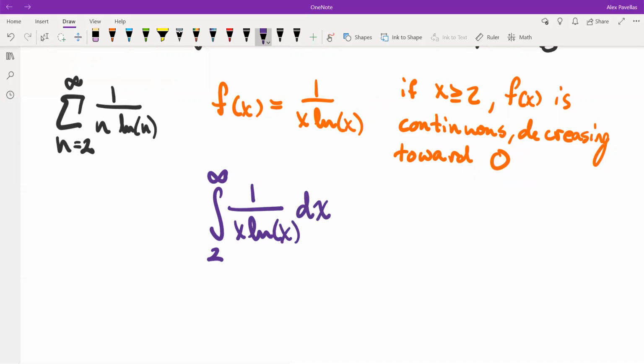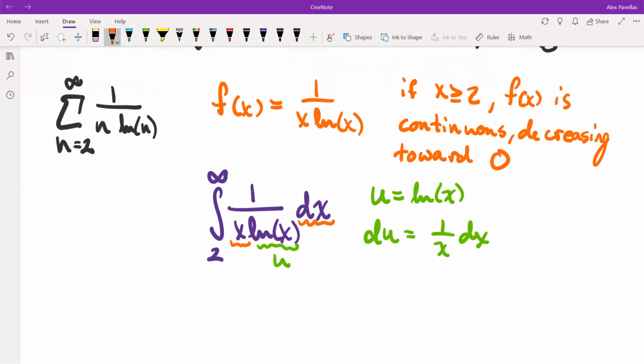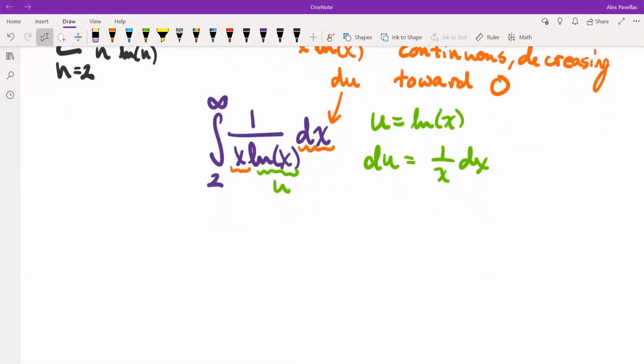If we do, it converges. If we don't, it diverges. This is one of those cases where it's probably useful to do a substitution. Say u equals natural log of x, so du would be 1 over x dx. This seems to be the obvious substitution. Why? Because there's u, and that, and the 1 over x dx forms du.